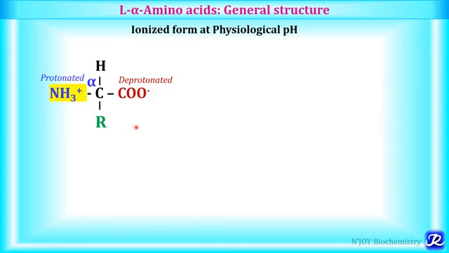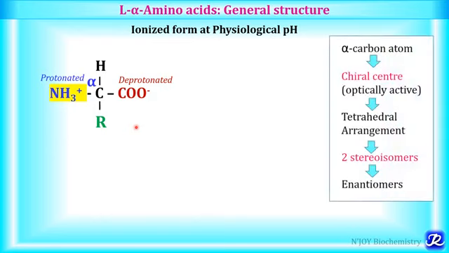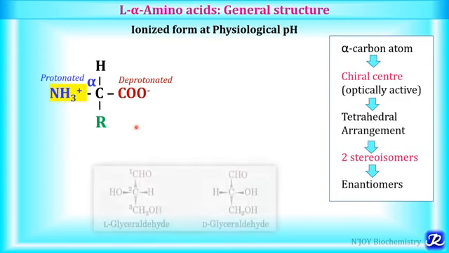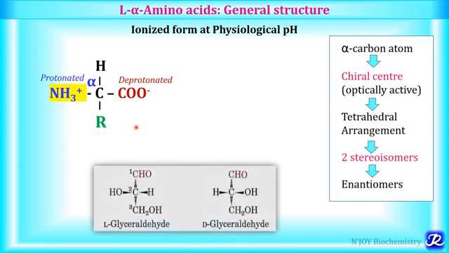Now since this alpha carbon is attached to four different groups, this carbon acts as a chiral center and exhibits two different spatial configurations which are optically active and mirror images of each other. They are called enantiomers and the isomerism is called optical isomerism. And there are two types of amino acids, L amino acids and D amino acids. The structures of D and L amino acids are based on the configuration of D and L glyceraldehyde.